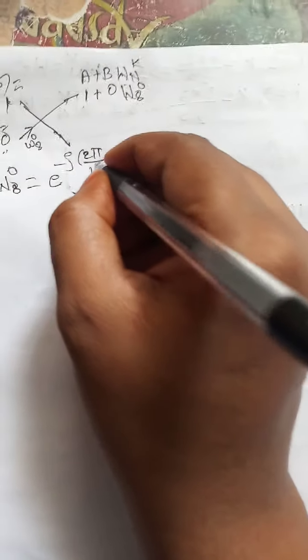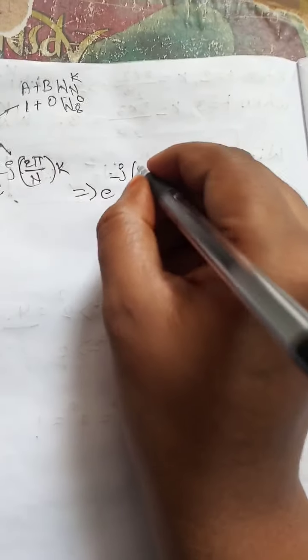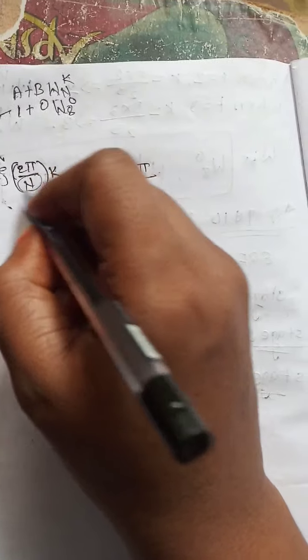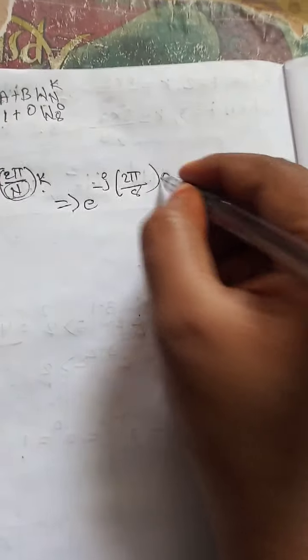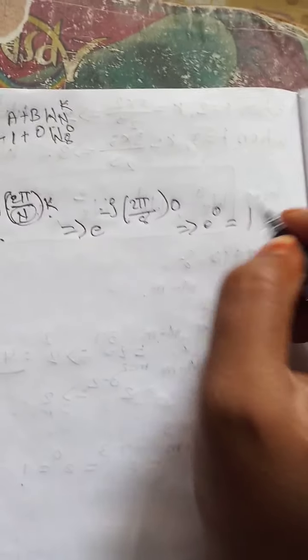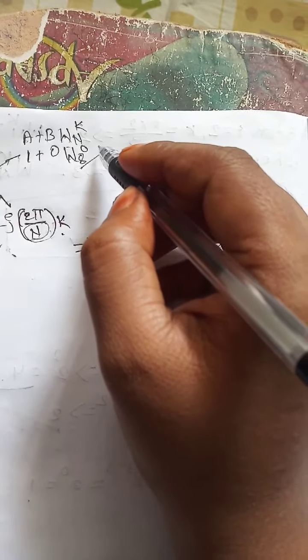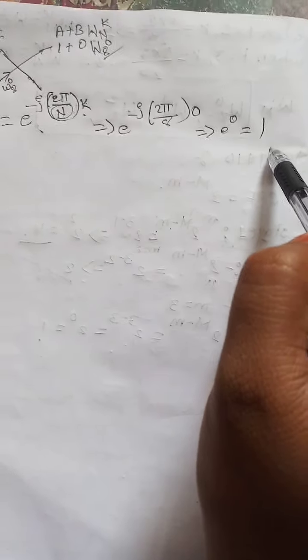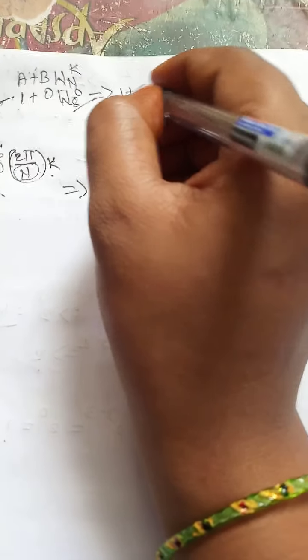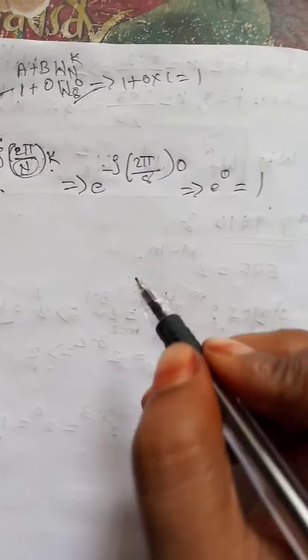So the W8 of 0 formula is e power minus j 2 pi by n into k. Here n equal to 8, k equal to 0. So e power 0 is equal to 1. So we got W8 power 0 value is 1. Substitute this 1 in here. So we get 1 plus 0 into 1, where the output is 1.